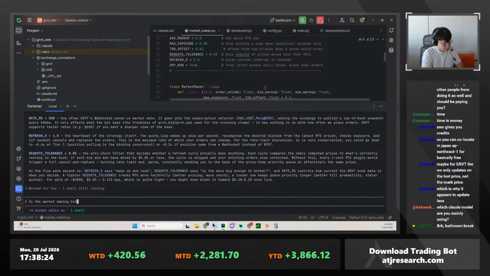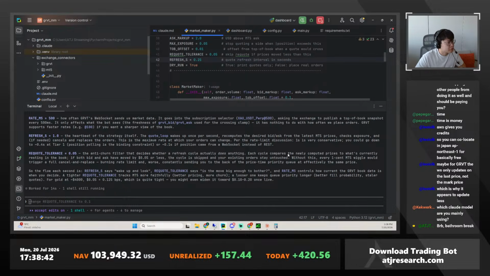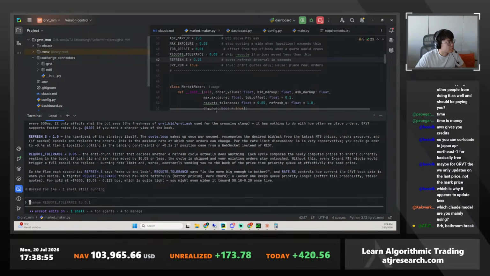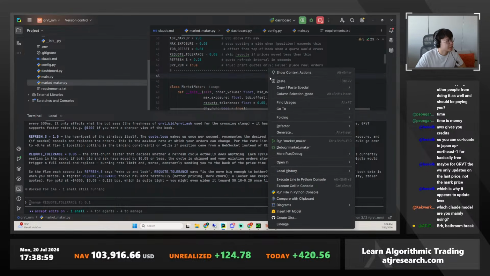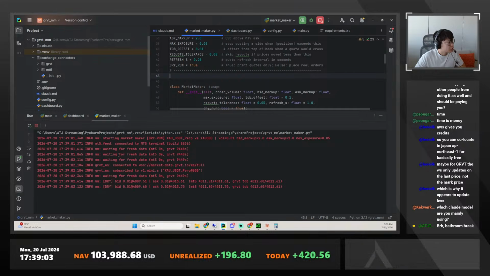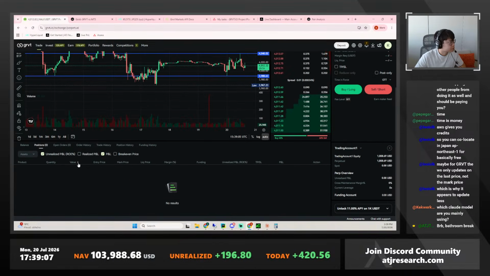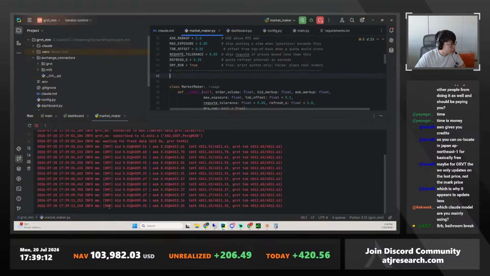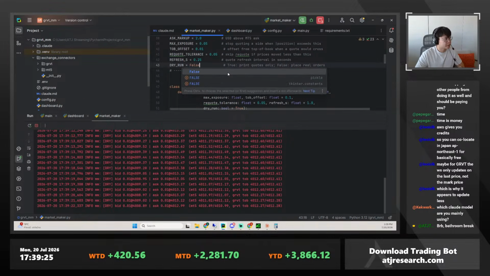Okay, let's try a refresh interval of 250. So let's just try to run the script and see what happens, and then we're going to monitor. So this is a dry run. These are the bid prices, 4009, 4013, and the MT5 price is 4011. And now I'm going to set it to false, and then we're going to see.